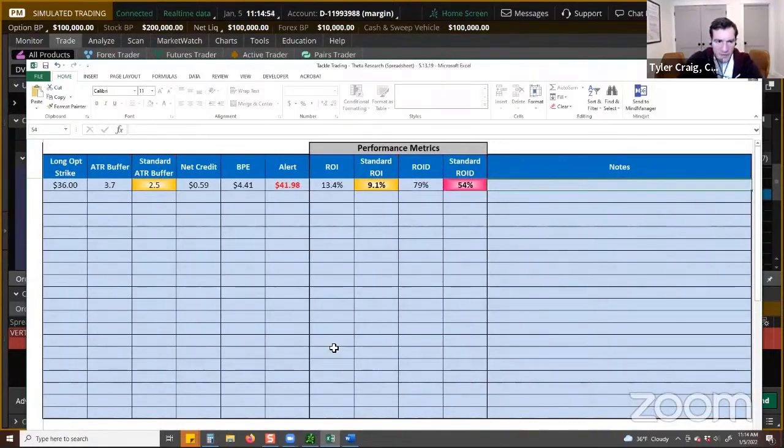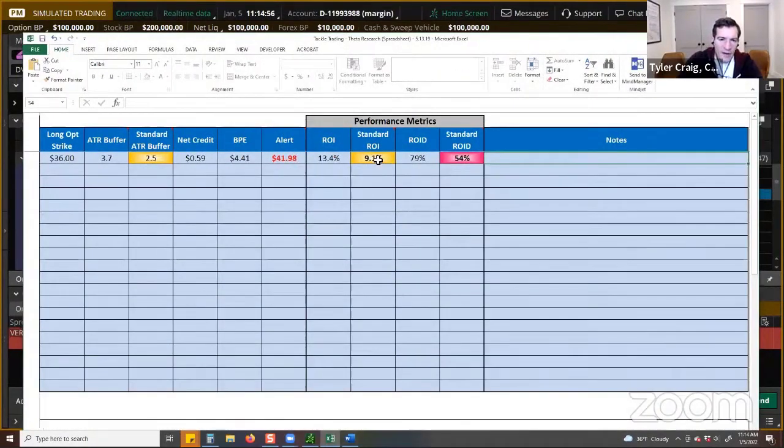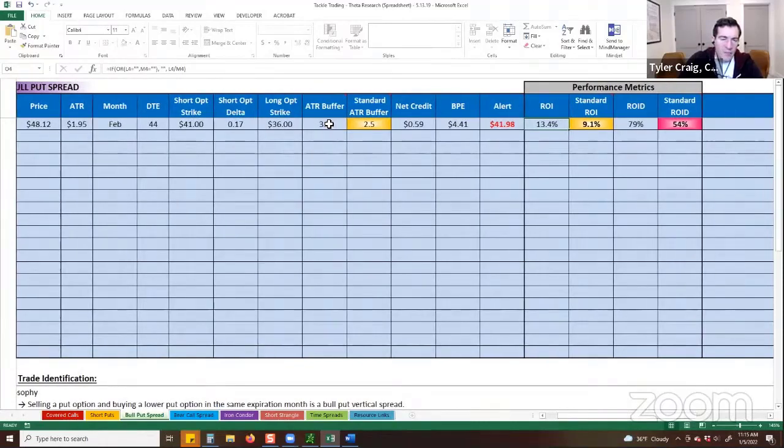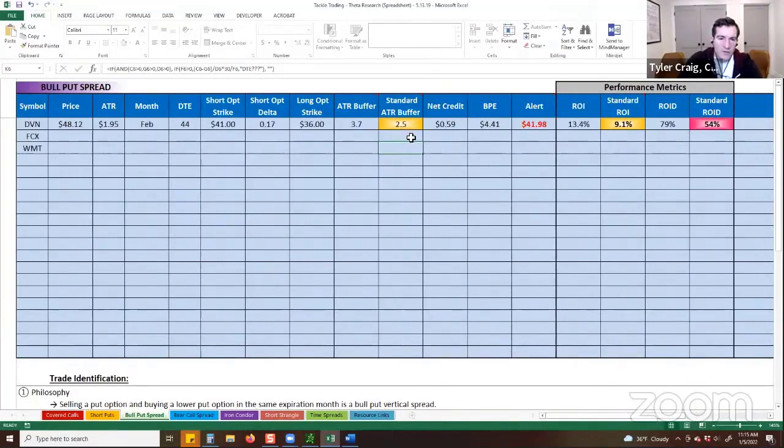All right, a little bit different here. So you can see ROI now slightly below 10% if you're looking on a 30-day basis, 13% for the whole 44 days. But the ATR buffer now almost 4 ATRs over the 44-day time frame. If you look at it per 30 days, it's about 2.5. Now, that alone tells you something, but I want to compare it to a bull put on FCX. See how they line up.